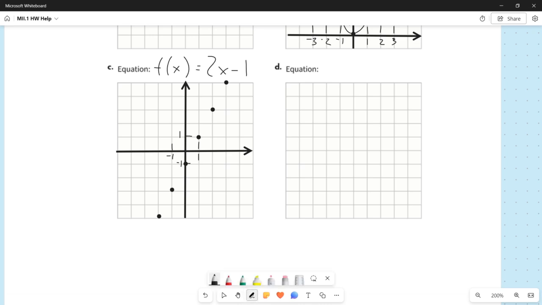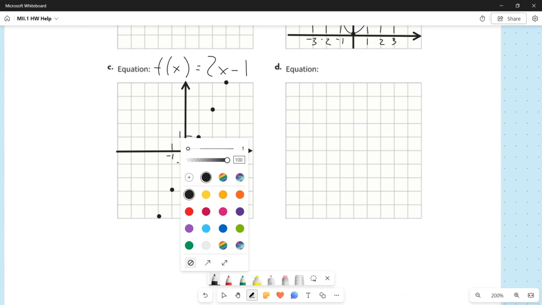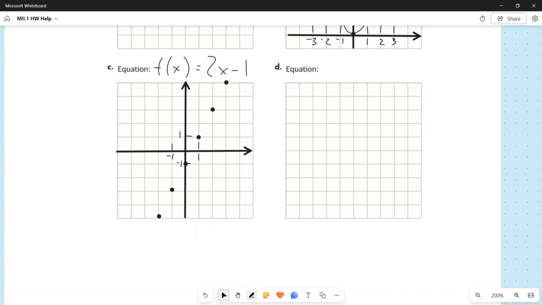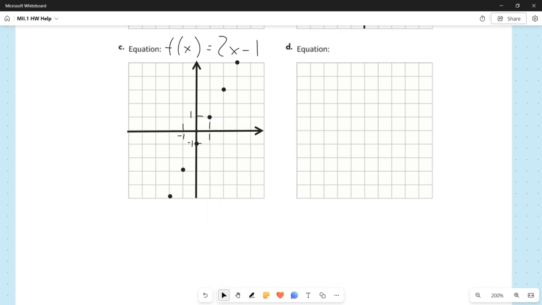And I'll just do it freehand. Try it again. And I believe that is everything.